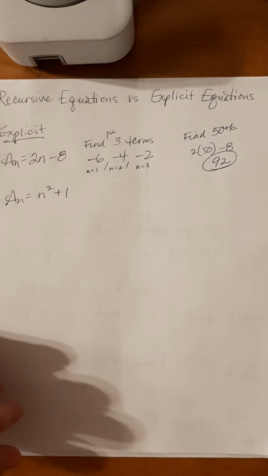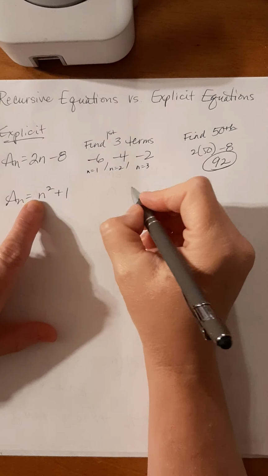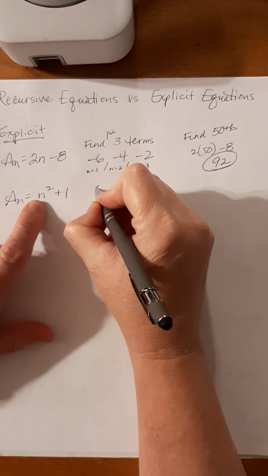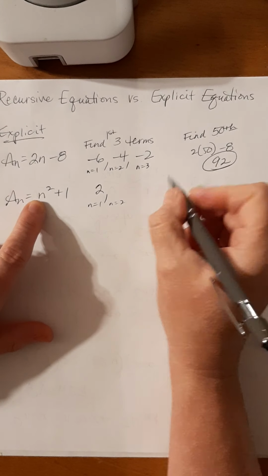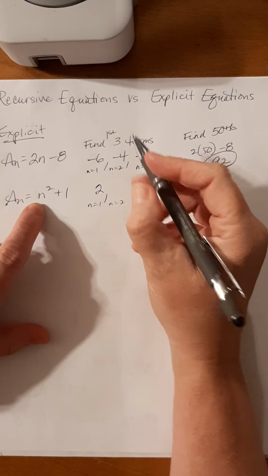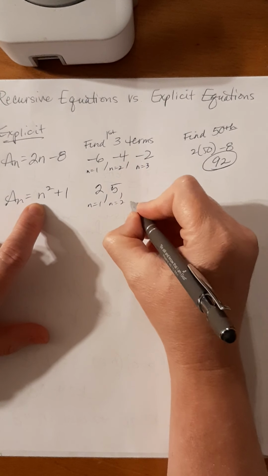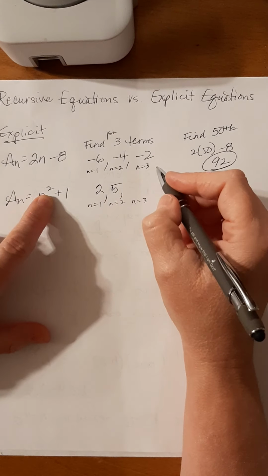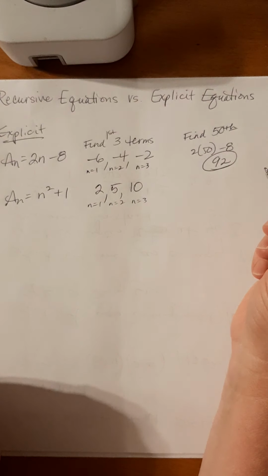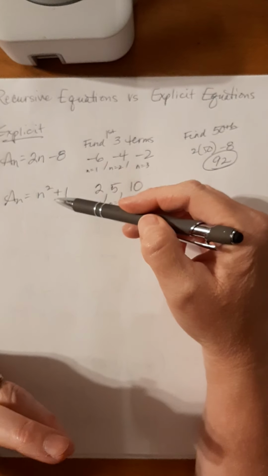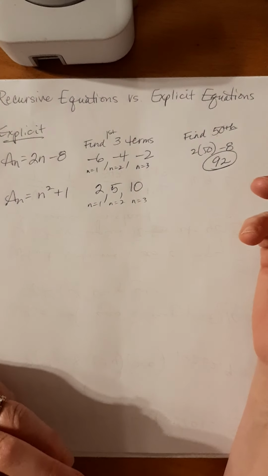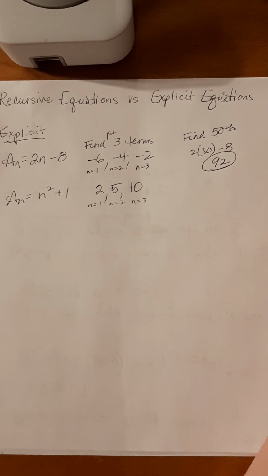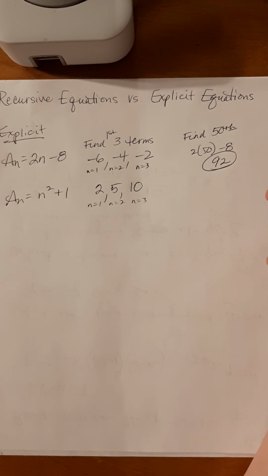n squared plus 1. Well, when n is 1, 1 squared plus 1. When n is 2, and you don't have to put this down here, I'm just doing that for your sake, 2 squared, 4 plus 1. When n is 3, 3 squared, 9 plus 1, 10. So whatever sequence they give you, as long as it's got n to some power or you're doing something to n, it is an explicit equation because you can find any particular number of the sequence you want.